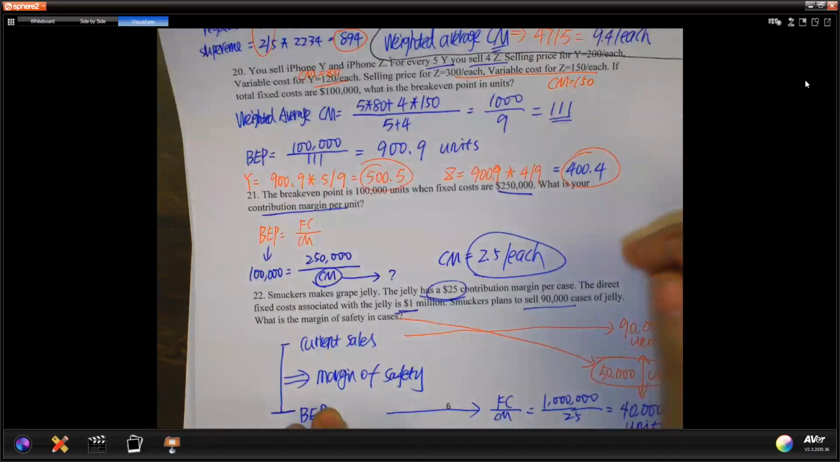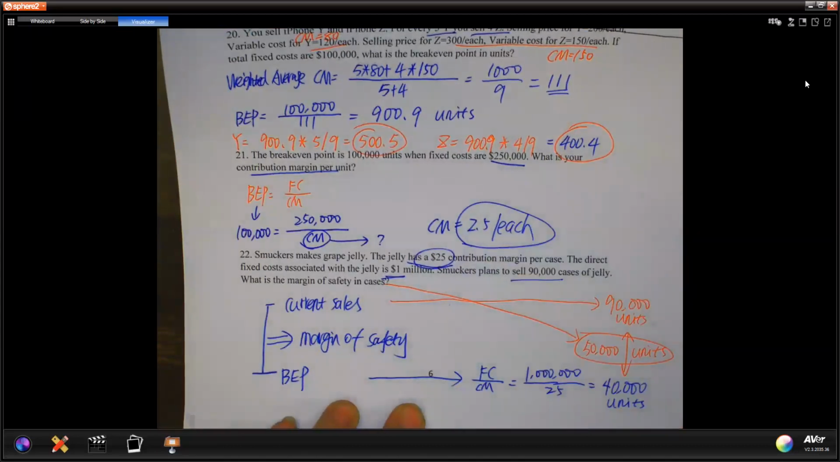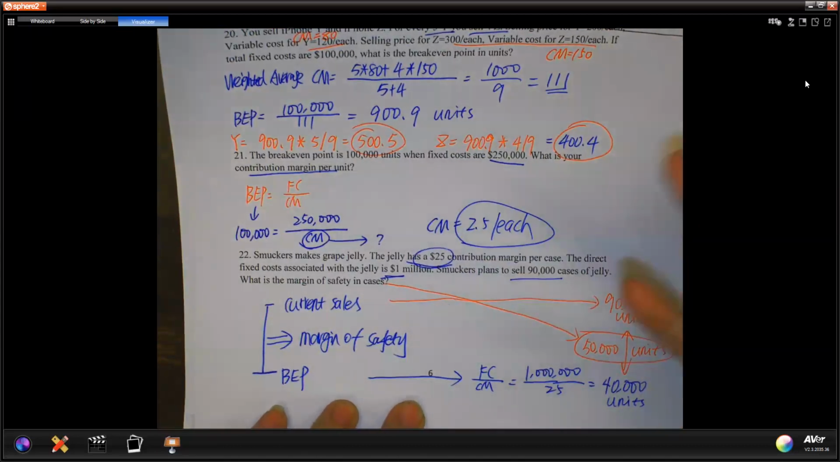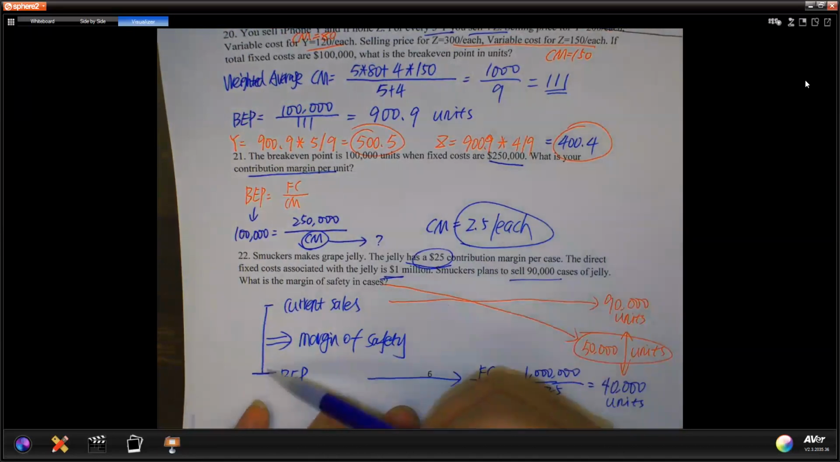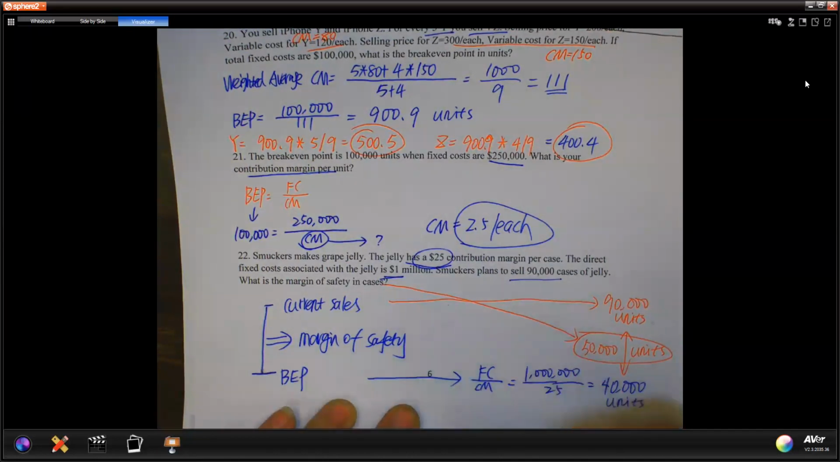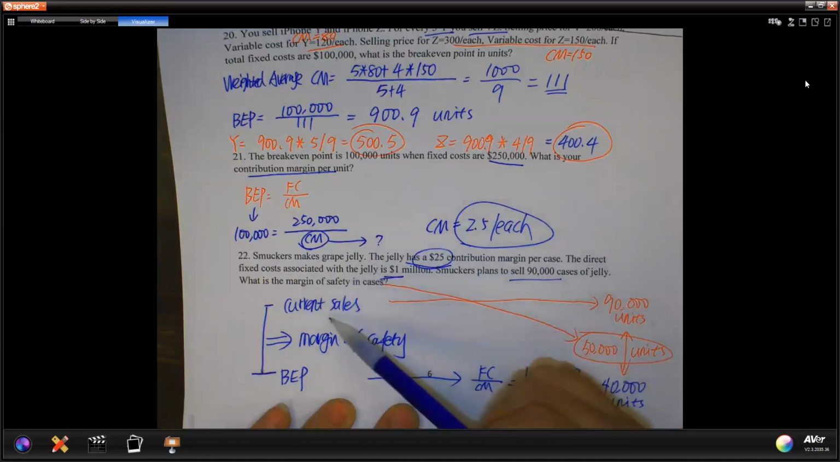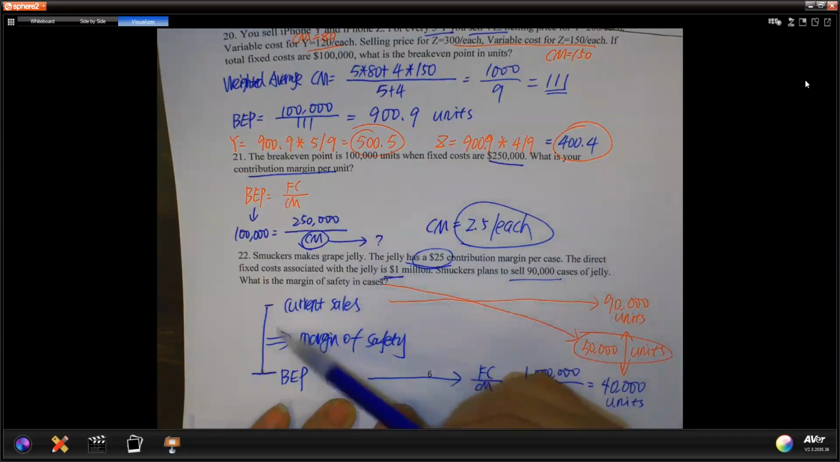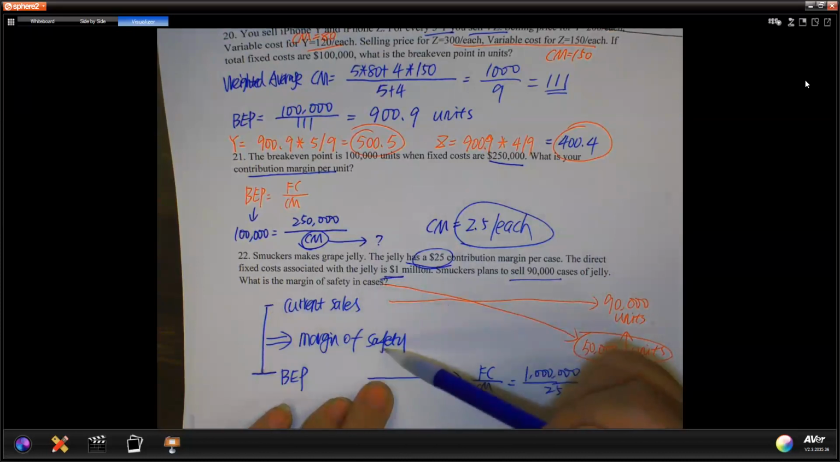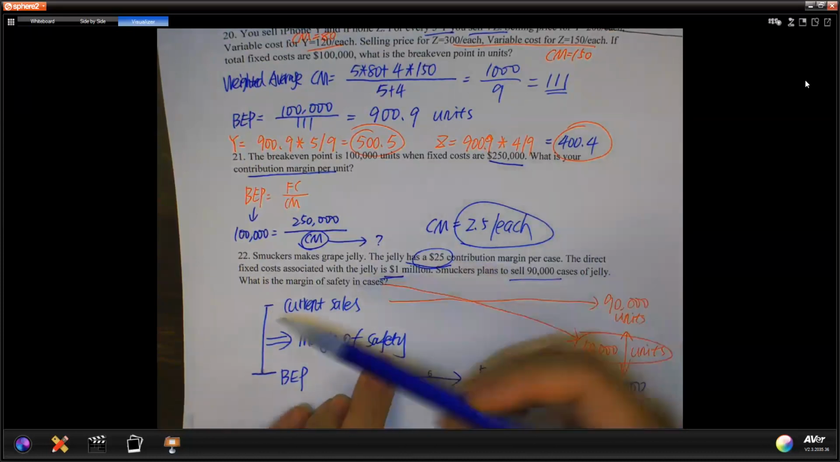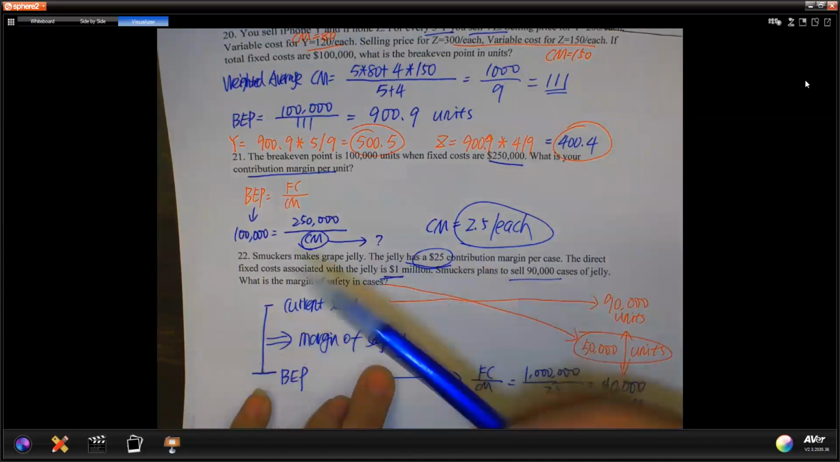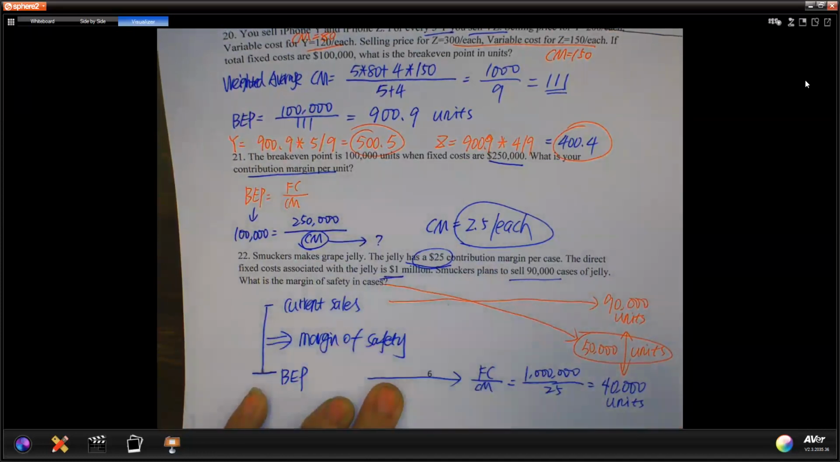And then question 22, talking about margin of safety. Personally, I think it makes perfect sense. Currently your break-even point is there, the minimum requirement of units. And your current sales are here, so the difference is the margin of safety. Why do we call it safety? Because you can drop that many units and you are still safe. Break-even point is fixed cost divided by contribution margin.